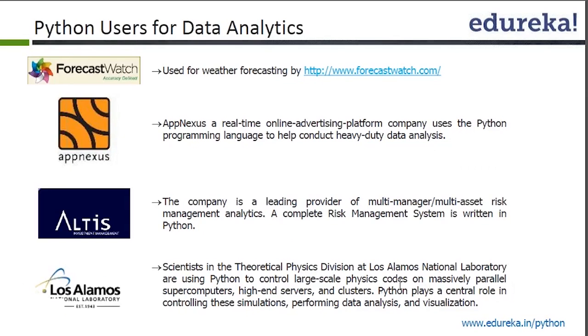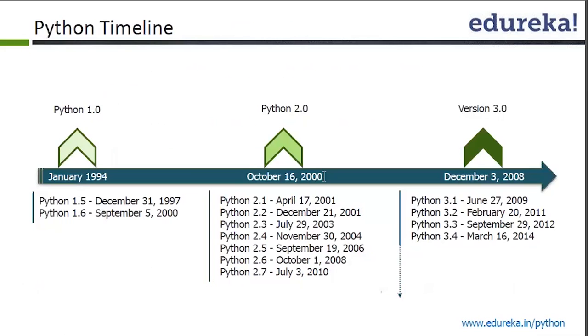Python users for data analytics: Forest Watch, they use it for weather forecasting, AppNexus, you have Altis, you have Los Alamos. They all use Python for one reason or the other. All we have listed here is that it's not just a few companies. Even Google uses Python for data analytics. Amazon uses it majorly for data analytics. So it's not just the ones that are listed here. There are many more companies than this.